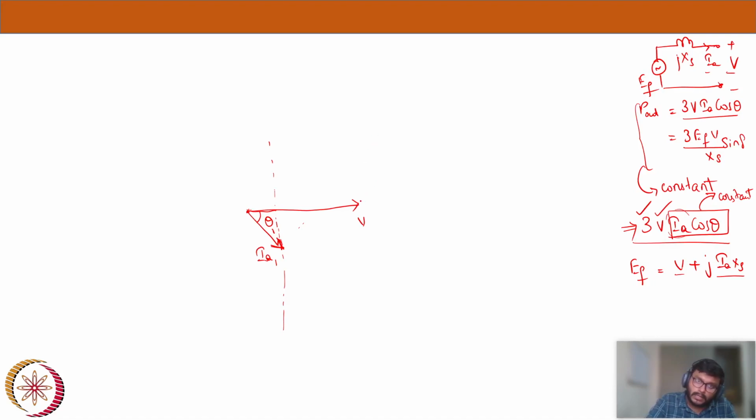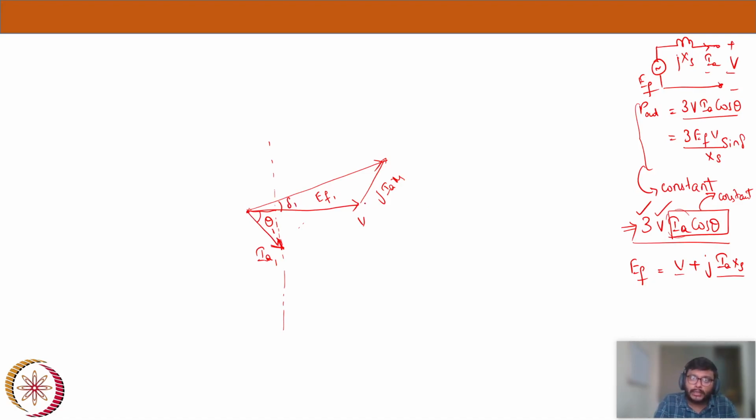This is the IA, and this is the J IA XS drop. V plus J IA XS will give you the resultant. Now this would be EF1. The angle between EF1 and V would be delta 1.